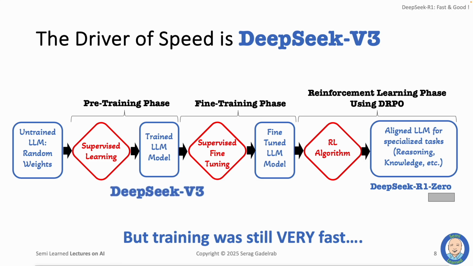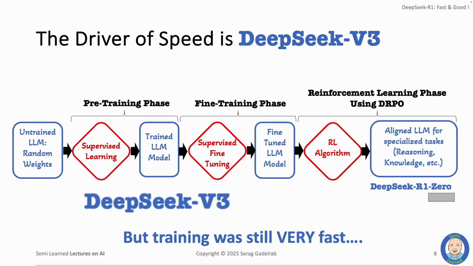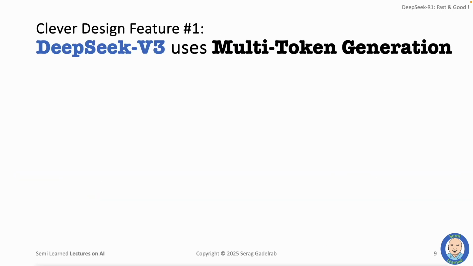And the secret of that speed turns out to be the structure of DeepSeek v3. So to understand why R1 is so fast in training and so fast in inference, we have got to understand DeepSeek v3. Now I counted 5 clever features that give DeepSeek v3 its speed, and we're going to describe them right now. The first clever feature breaks the way that all previously deployed LLMs generate tokens.